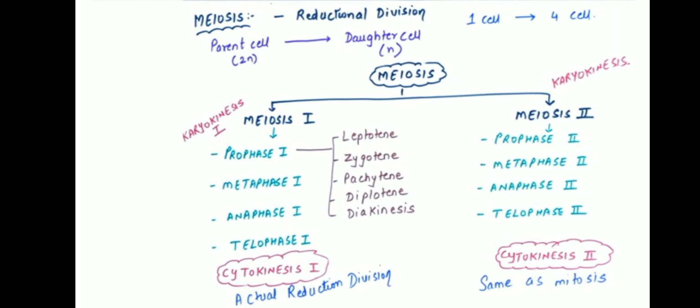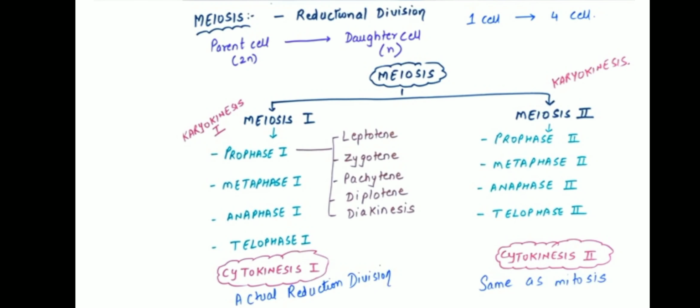So just a recapitulation. Meiosis is otherwise called reduction division. So from the parent cell, daughter cells are formed. The parent cell has the diploid number of chromosomes, that is 2n, and from the parent cell, haploid cells are formed, which is just single n. So from one cell, 4 daughter cells are produced. That is, from a diploid cell, 4 haploid cells are produced.